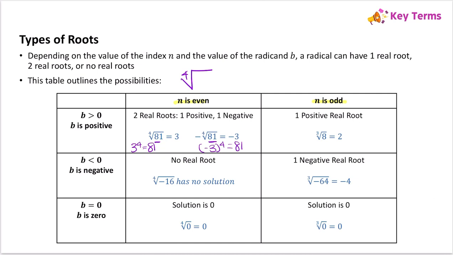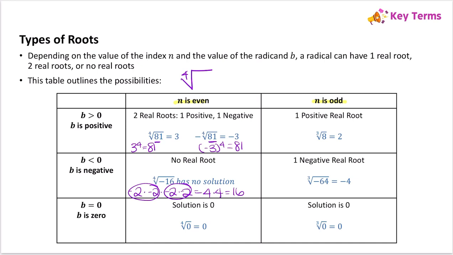Well, if I multiply negative 2 by itself 4 times, think about what happens. The two negatives will make positive 4, and these two negatives will make positive 4. So I end up with 4 times 4, which is 16. And if you think about it, it's actually impossible to multiply a number by itself an even number of times and actually get a negative value. So that's why the 4th root of negative 16 will have no solution.